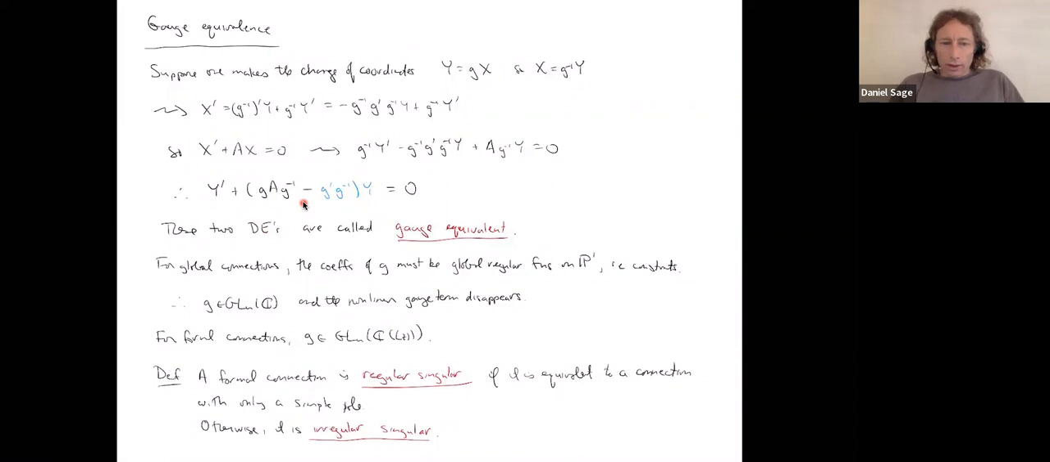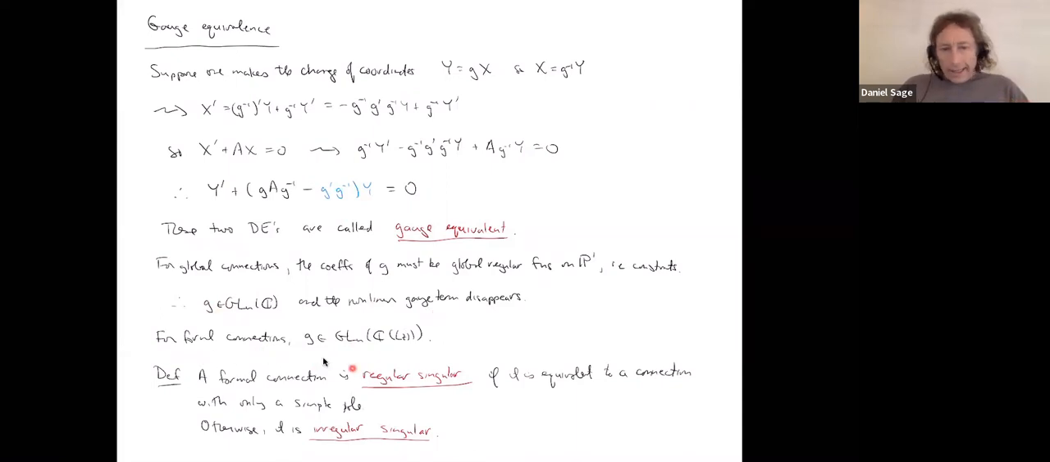Now, of course, the question is, what are the allowable changes of coordinates? It depends on the context. If you're looking at global connections, then the coefficients of G have to be global regular functions on P1. Well, that means constants. So now you're just looking at change of basis matrices, or change of trivialization matrices, which are in GLN of C. So that means G prime is 0. You're talking about a constant matrix, so there is no nonlinear term, it's just conjugation.